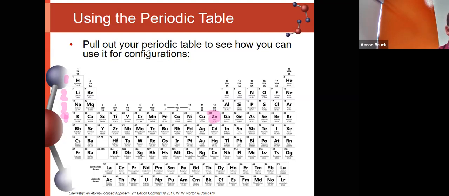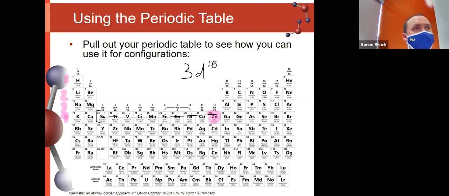Our next task is to identify which electron it is. We do that by counting. 1, 2, 3, 4, 5, 6, 7, 8, 9, 10. Zinc is the 10th element in that d block. So its last configuration is going to be 3d10. That's what it's going to end with. That gets us from here to here with regard to zinc. All of the other sublevels that preceded 3d10 are going to be completely filled.